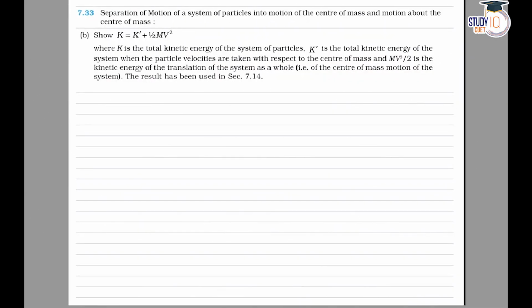NCERT Physics Class 11th, 7th chapter, question number 7.33. This belongs to system of particles and rotational motion. In this part B, we have to prove that the kinetic energy of the system is the sum of the kinetic energy of the system with respect to center of mass and the kinetic energy of the center of mass, where K dash is the kinetic energy of the system with respect to center of mass and half Mv square is the kinetic energy of center of mass.